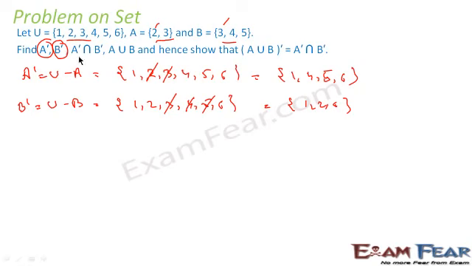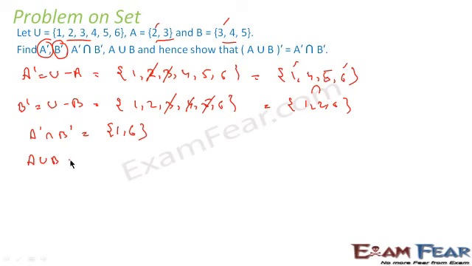Now we are asked to find A complement intersection B complement. Then we have this now. So we have to write the intersection of these. To write the intersection, we have to write all the common elements. The common elements between these are: 1 is common, 4 is here, not here, 5 is here, not here, 6 is here, yes. So 1 and 6 are common elements. So A complement intersection B complement is 1, 6, because 1 and 6 are the only two common elements between them.